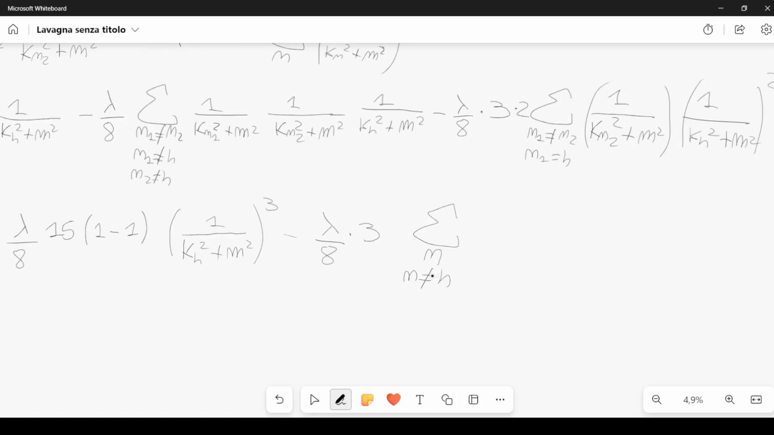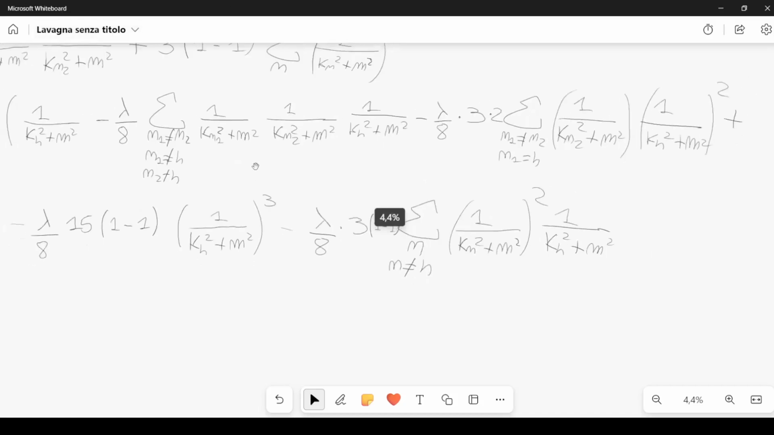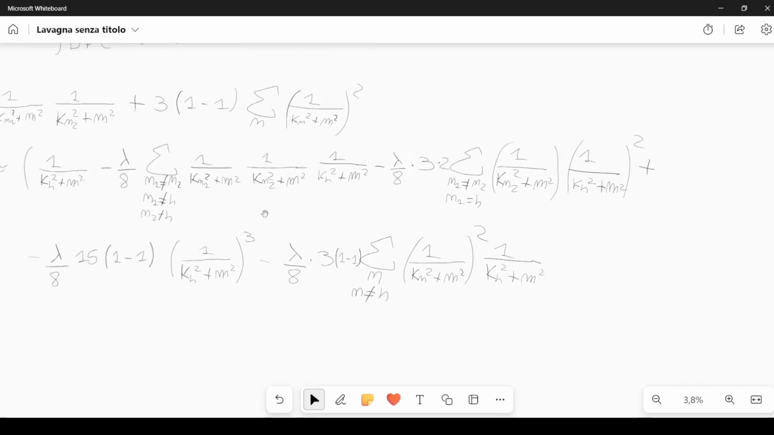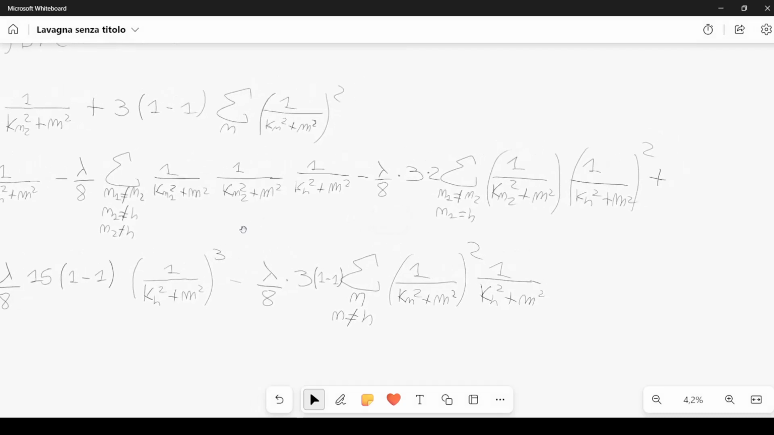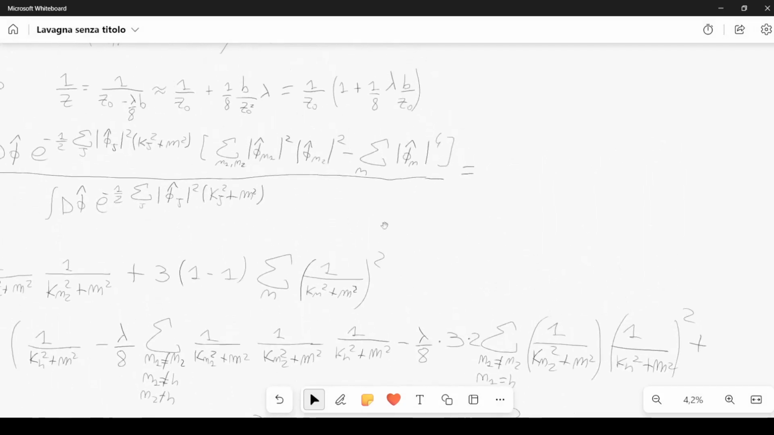I will tell you a little bit more about this summation in a moment, but first let me finish writing the expression. We have 1 over kn squared plus m squared to the second power, and then we have 1 over kh squared plus m squared, and this is multiplied by 1 minus 1. So this is 0, and of course this term can be neglected. It will simply be 0. Simple as that. But how does this term arise?